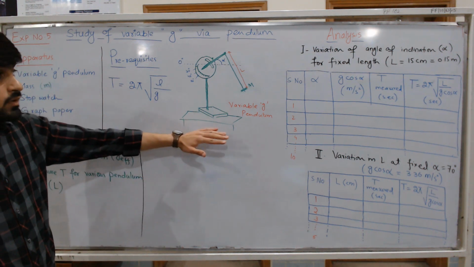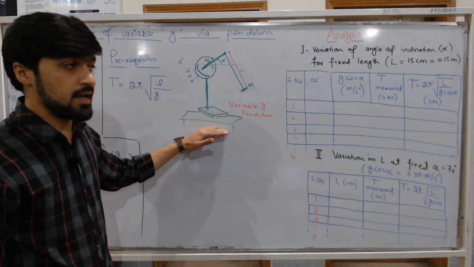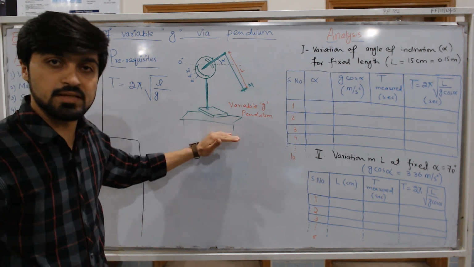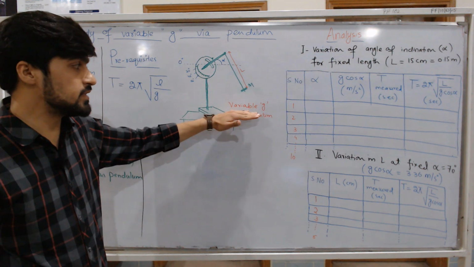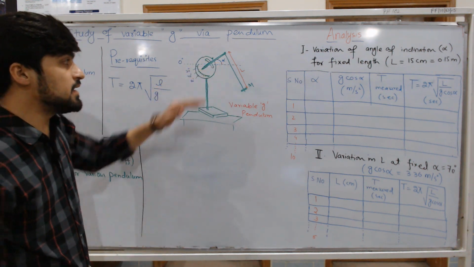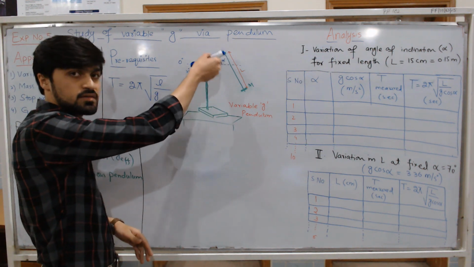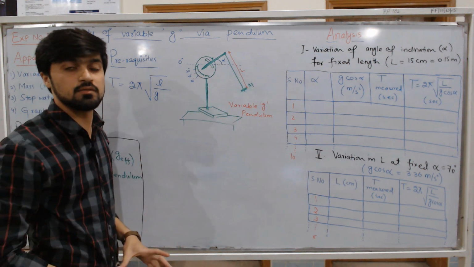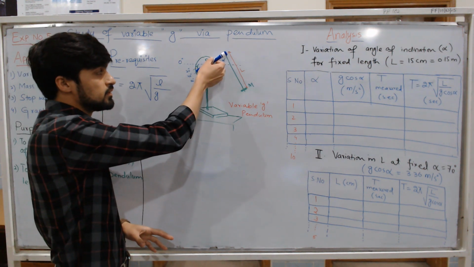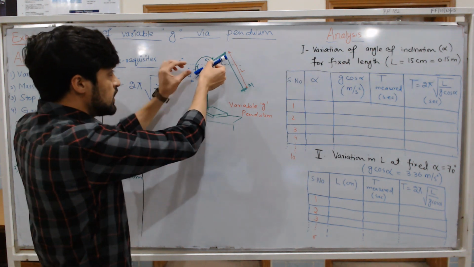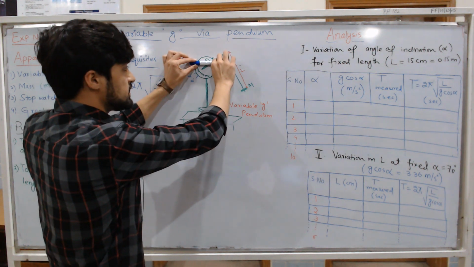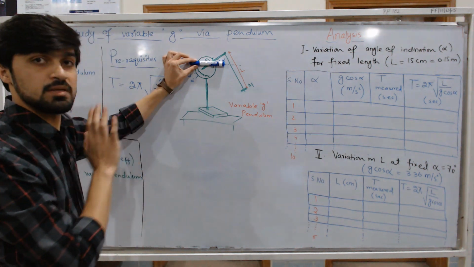Now for our case, the situation is different. The pendulum which we are using is not the simple pendulum, but we call it the variable g pendulum. It means that the pendulum can be inclined at a certain angle, and you can adjust the angle, which we will be demonstrating shortly in our second part. So you can adjust the angle of inclination. Initially, if the pendulum was here, we can say that it is the simple pendulum.